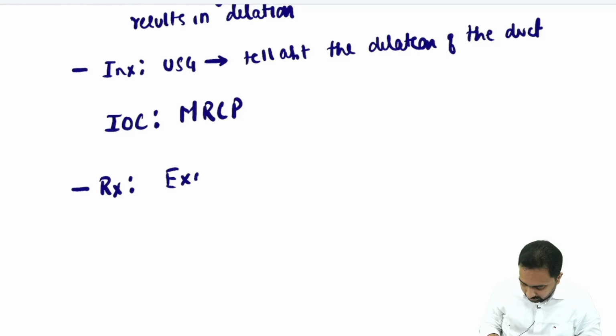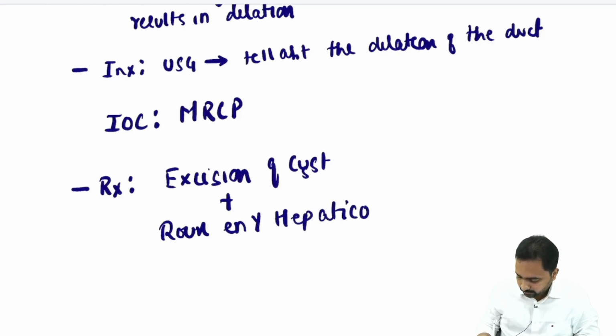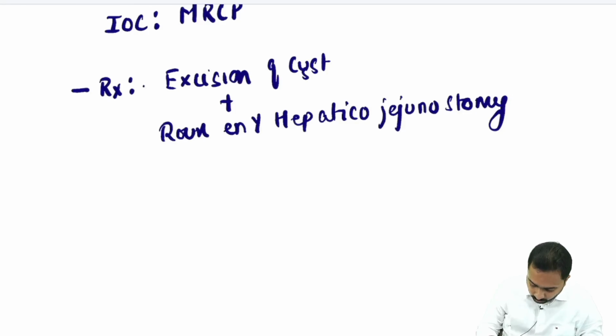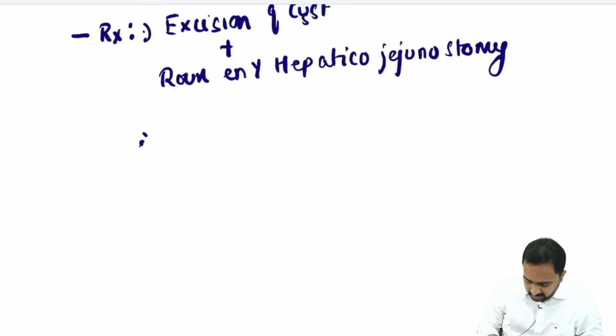We excise the cyst plus Roux-en-Y hepaticojejunostomy. Right. At this point, I would just add one more extra question over here, which has been asked in a few of the recent exams.